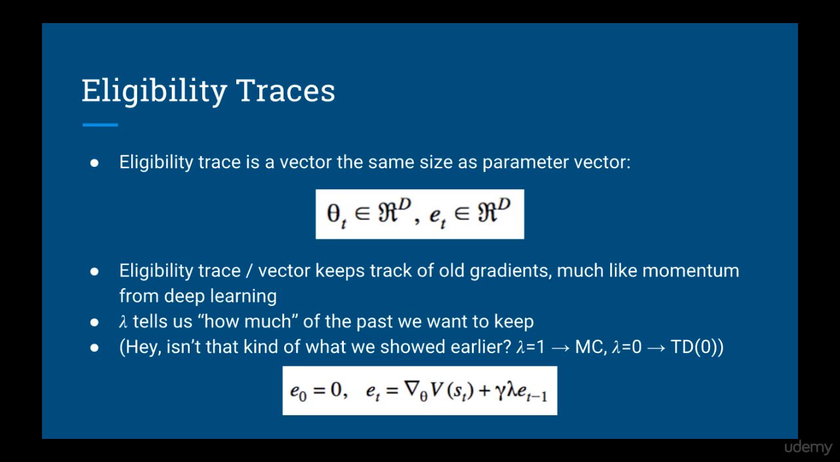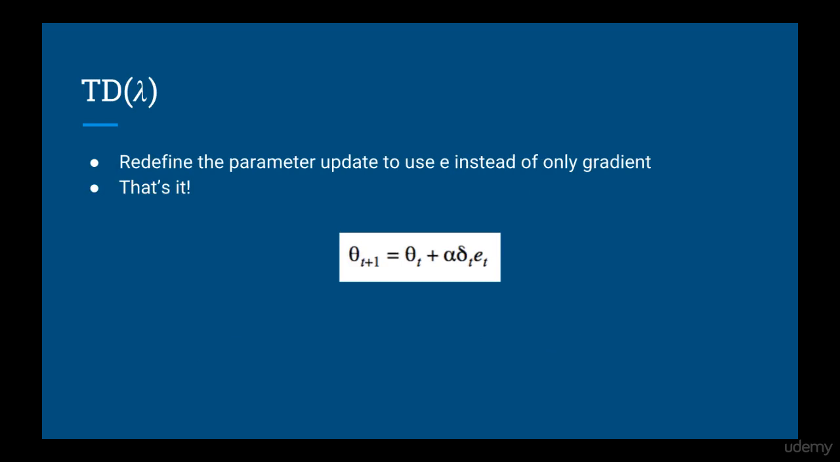To implement TD lambda, we need to introduce the idea of the eligibility trace. The eligibility trace is a vector the same size as our parameter vector theta. Essentially, it keeps track of our old gradients much like momentum in deep learning. We define the first eligibility trace as 0, and then every subsequent eligibility vector will be the current gradient plus a fraction of the old eligibility vector. This fraction is just gamma times lambda. Basically, lambda just tells us how much of the past we want to take into account. We can then redefine the parameter update step to use the eligibility vector rather than just the gradient.